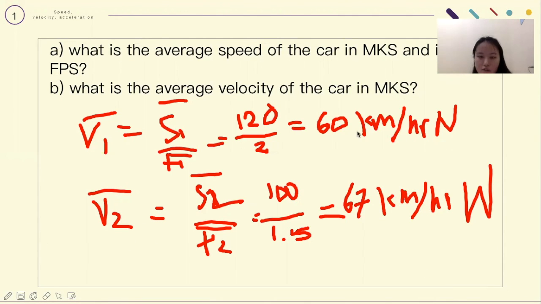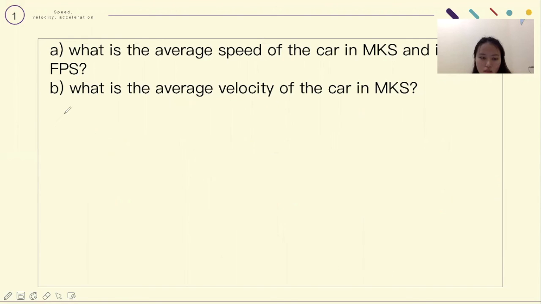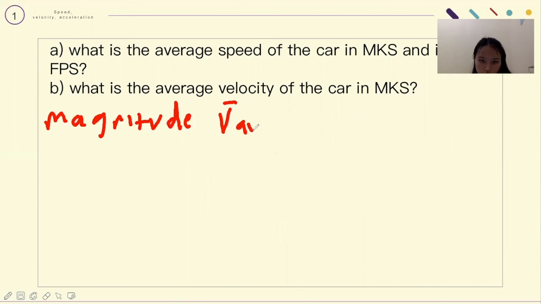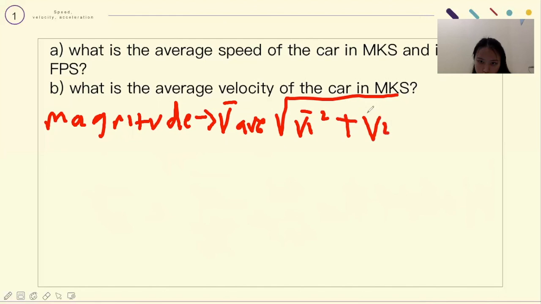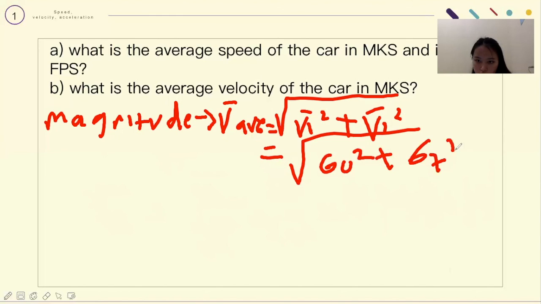Now, to find the average velocity of the car in MKS, you need to find the magnitude and the direction first. The formula to find magnitude is the square root of the sum of squares. Now we put 60 squared plus 67 squared. Use your calculator and you will get 90 kilometers per hour.